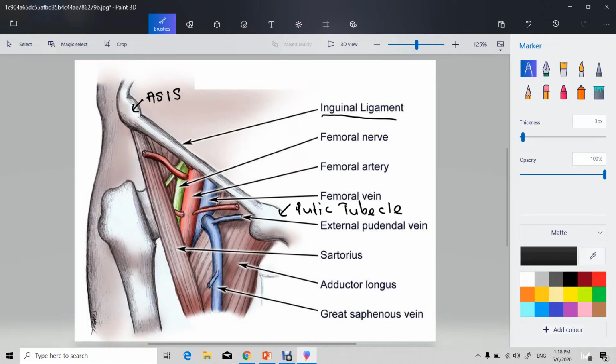Now we talk about the floor of the femoral triangle. The floor of the femoral triangle is formed by muscular structures from lateral to medial. The most lateral part of the floor is formed by the iliopsoas muscle. Just underneath these neurovascular structures, we have the pectineus muscle.